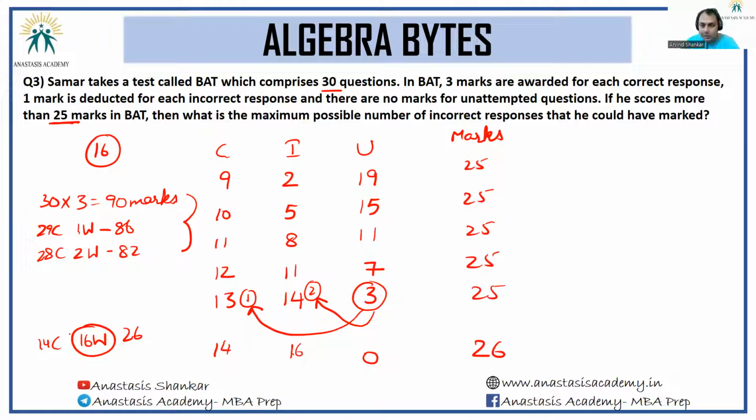So there are 2 ways in which you can think. I don't like the first one because it is difficult to adjust for unattempted questions there, while adjusting for unattempted questions is easier in the first way.